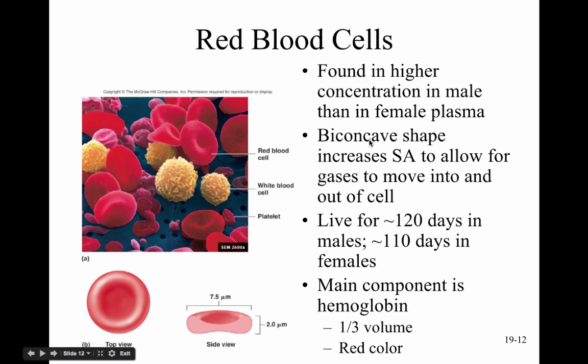The biconcave shape increases the surface area to allow for more gases to move in and out of cells. So you need a lot of gas diffusion. That's the whole purpose of a red blood cell, and so it increases the surface area for that. They only live about 110 to 120 days, so they do not have a long lifespan. And the main component is hemoglobin. A third of its volume is hemoglobin, and that gives it its red color.